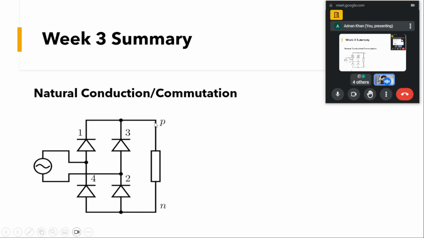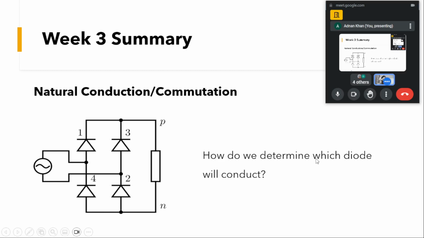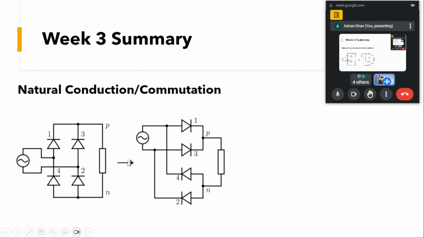Their cathodes are connected to point P, and if you can see diodes 4 and 5, both of these anodes are connected to a common point N. So, like I had told, we can determine how they will start conducting. Diodes 1 and 3 are connected at a common point P, and diodes 4 and 2 are connected at a common point N. So this first picture can be redrawn as this picture.